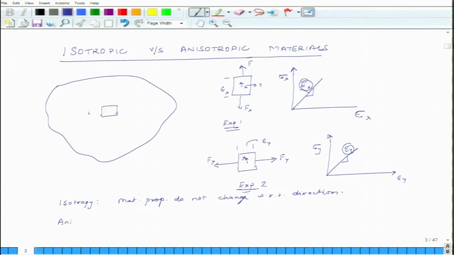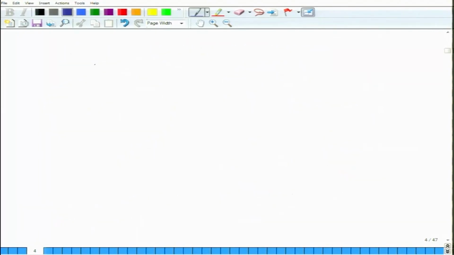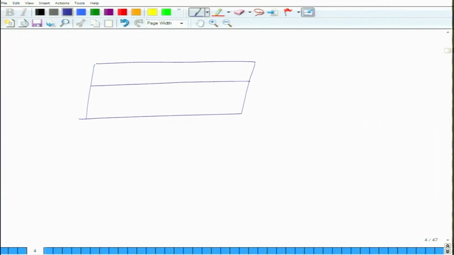If the material is anisotropic, then material properties change with respect to direction. So, think about a composite material and just let us look at one single fiber embedded in a matrix. So, this is fiber and let us say this is matrix.